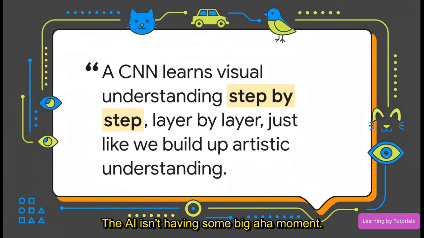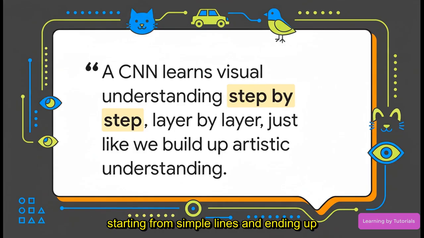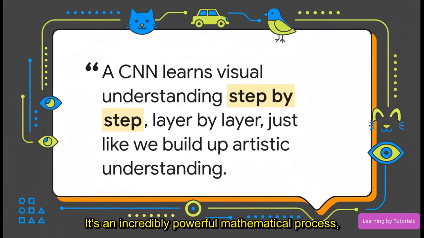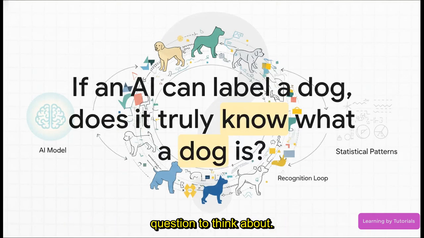The AI isn't having some big aha moment. It's building its understanding piece by piece, layer by layer, starting from simple lines and ending up with a complete object. It's an incredibly powerful mathematical process, but it's a fundamentally different process from how we feel we understand the world. And that leaves us with this one final, really fascinating question to think about.